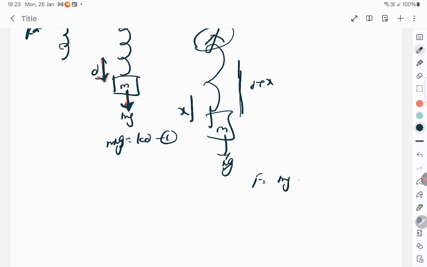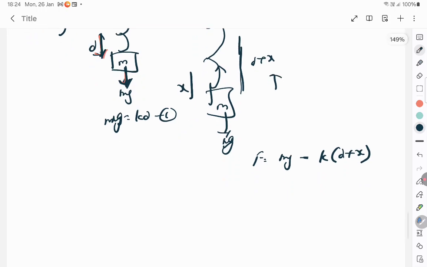This restoring force value will be mg minus this, which is k into d plus x, the force due to the spring constant. Okay, so then that's the net force, which is the restoring force, and F is equal to mg can be replaced as kd from the first equation.